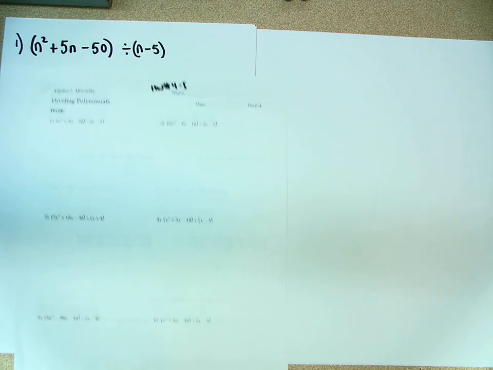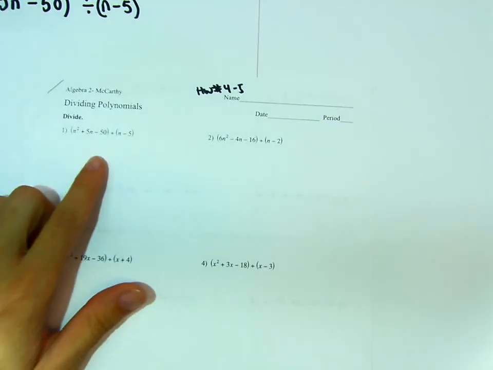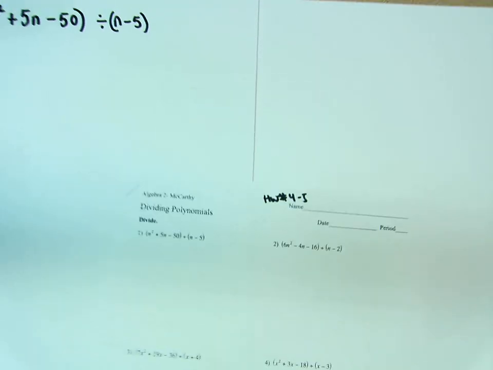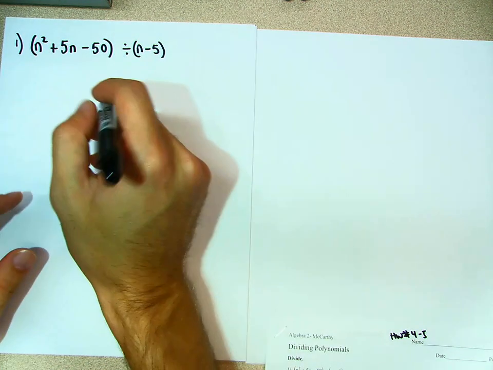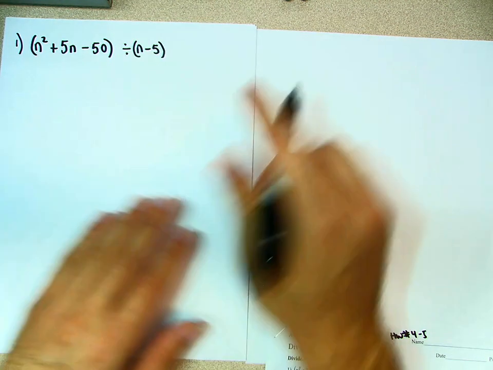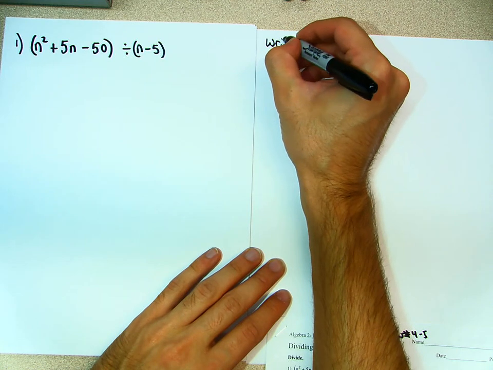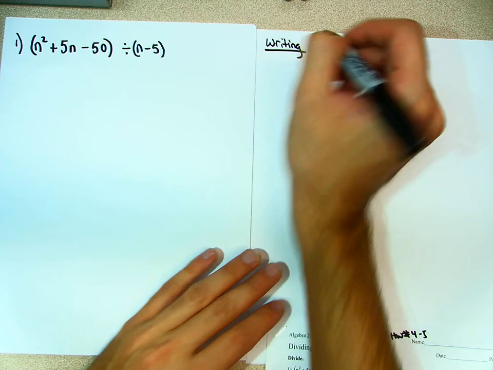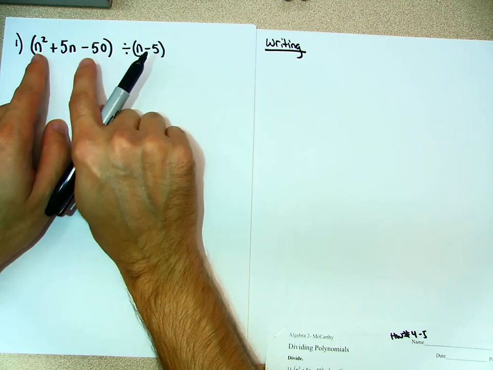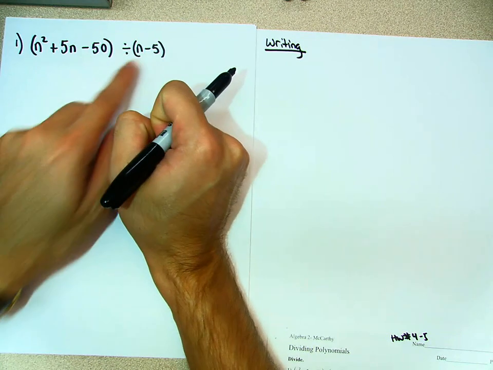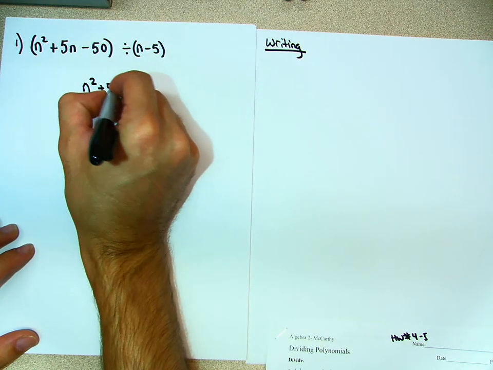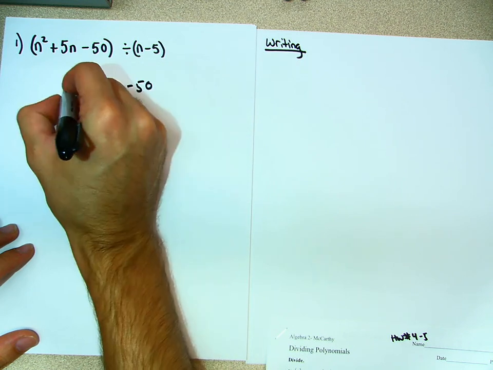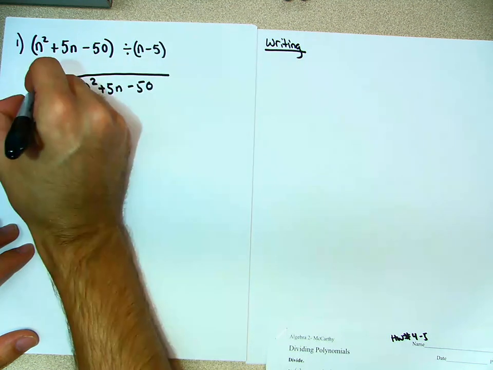So what we'll do is we'll take a look at it together, and this video will really help you understand how to divide these polynomials. So here, we're going to do the math over here, and we're going to do the writing over here, and you'll see what that means. All right, so here we're going to take n squared plus 5n minus 50 divided by n minus 5. So I have n squared plus 5n minus 50 all divided by n minus 5.